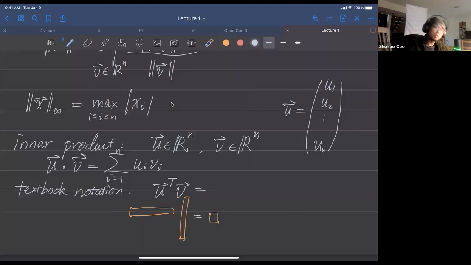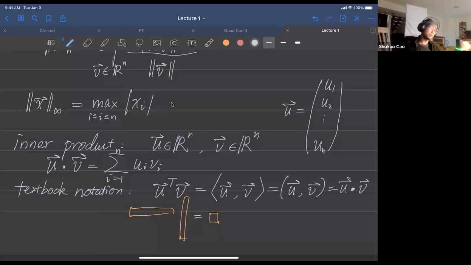The textbook also uses this notation, the angle brackets, u comma v. And you will see in other literature the parentheses notation, parentheses u comma v, which denotes the inner product of u and v as well. And lastly, you should recognize the dot product: u dot v is the inner product as well.